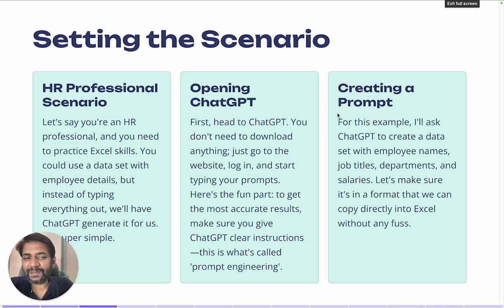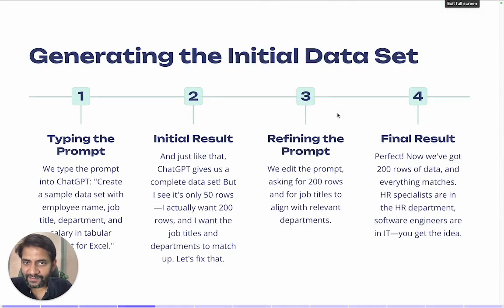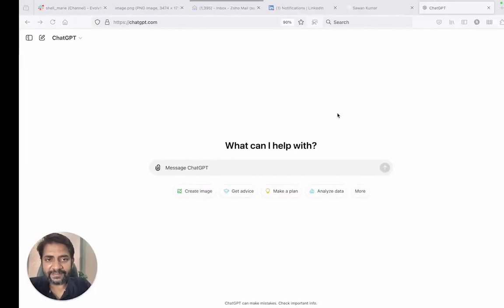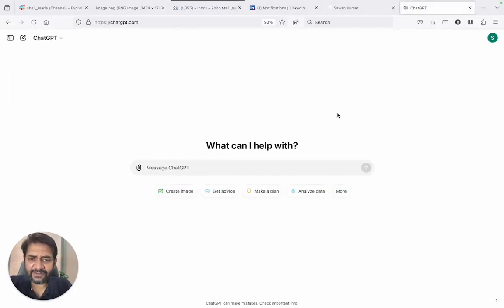The prompt could be something like, I'll ask ChatGPT to create a data set with employee names, job titles, departments, and salaries. Let's make sure it's in a format that we can copy directly into Excel without any fuss. So, how do we do it? We type the prompt into ChatGPT, create a sample data set with all the columns that we want. So employee name, job title, department, and salary, along with maybe date of joining and so on. And we'll see what it does. So we'll come to ChatGPT. I'm using the free version of ChatGPT, and we'll see if that works.